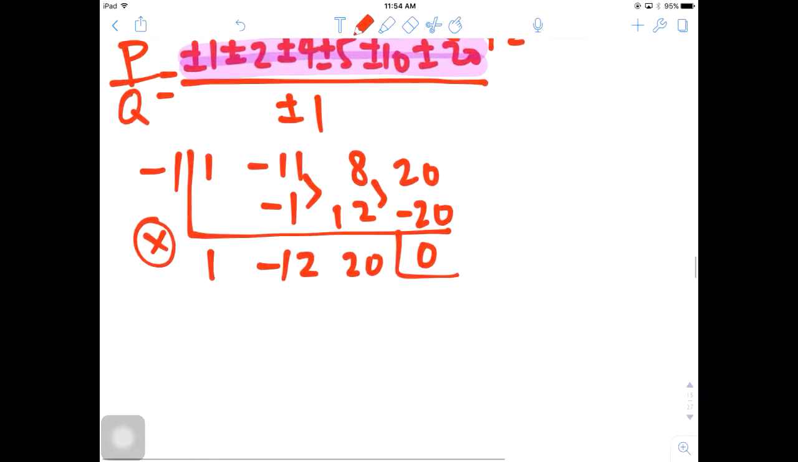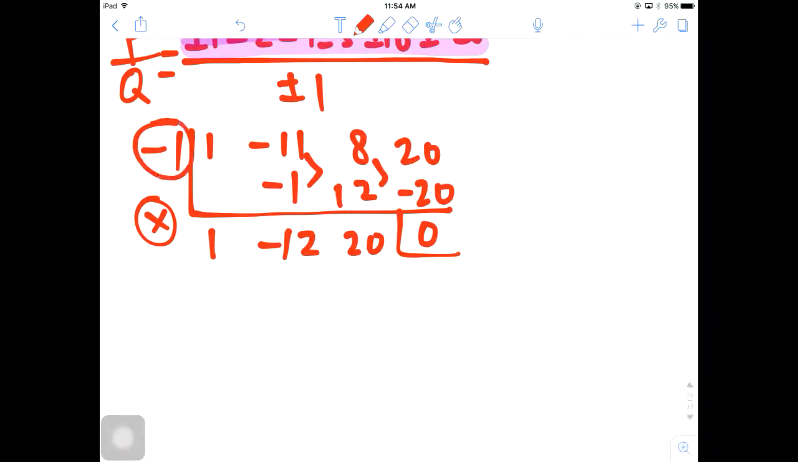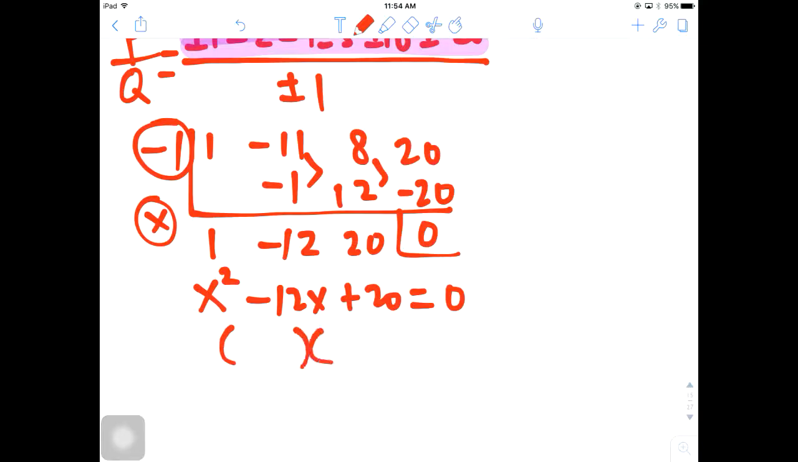So because we found the 0, we have x equals negative 1 is one of the answers. And we're going to rewrite again by reducing the degree by 1. That will be x squared minus 12x plus 20. And we're going to attempt to factor this. So I can see that I can factor it into x. Signs are the same. Two numbers that multiply to get 20 and add up to 12 are 2 and 10.